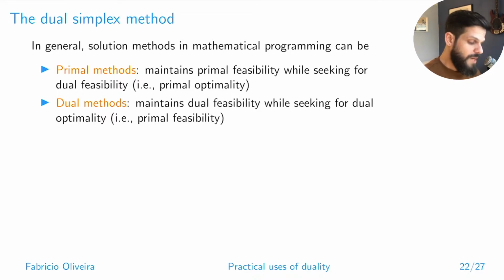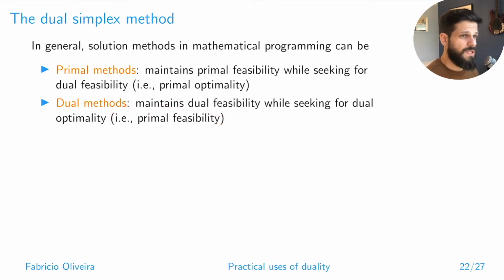Primal methods, like the simplex method, maintain primal feasibility. They start from a feasible solution and look for new solutions while maintaining primal feasibility, while seeking dual feasibility, which means primal optimality, as we saw in the last video. Dual methods do the other way around. They maintain dual feasibility while seeking dual optimality, which comes from observing primal feasibility.